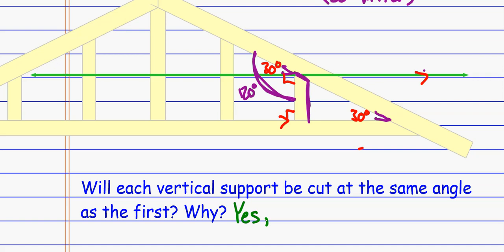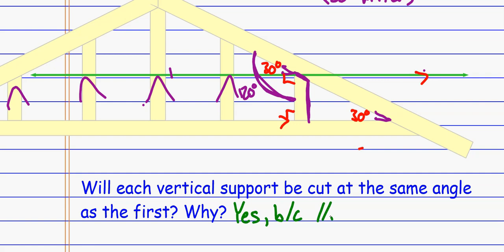Because these are parallel lines. If I know all these trusses or all these truss supports are parallel, if this guy and this guy are parallel and this guy's parallel and this guy's parallel, it means that all of them are going to have the same angle. We're talking about corresponding angles. This is how that thing is used. Okay? And so the answer is yes. And the reason is because the lines are parallel. Okay? This is how some of this stuff is used in a real world application.